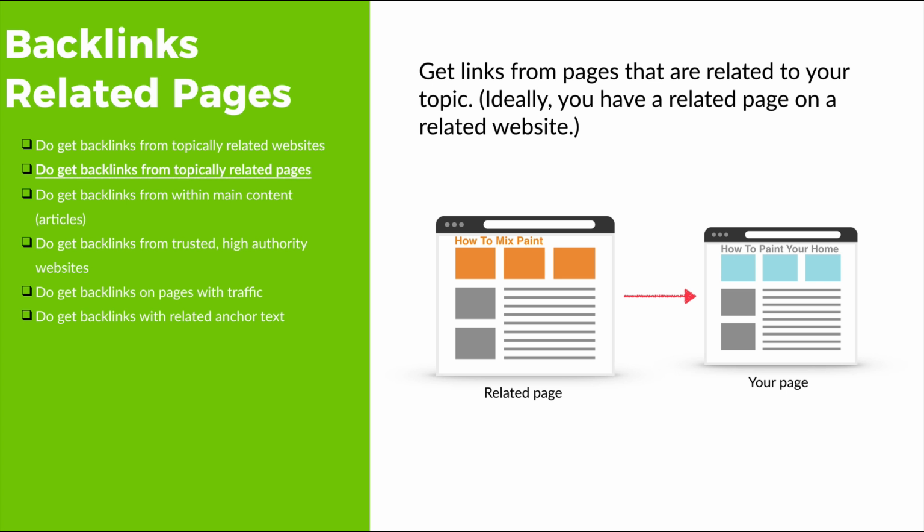Next, you want to get links from topically related pages. So before we were talking about related websites, now we are talking about related pages. Ideally, you want to get both. You want to get a related page on a related website linking back to your website. Now, I know a whole bunch of SEOs are going to start freaking out. You could rank with pages that are not related to your website. I know. These are going to be best practices. These are the ideal situations. This is what you want to aim to do. It doesn't necessarily mean that you can't rank if you get a link from a different website. Don't worry about it. Okay, moving on.